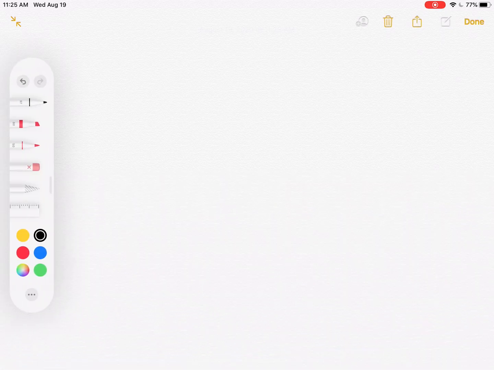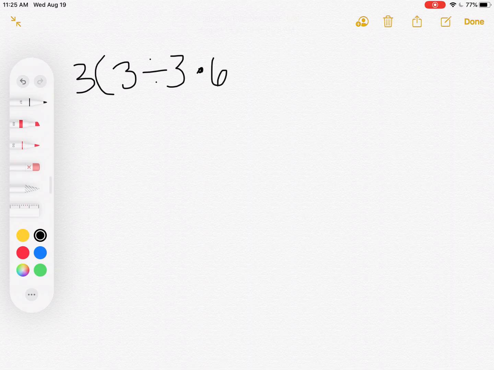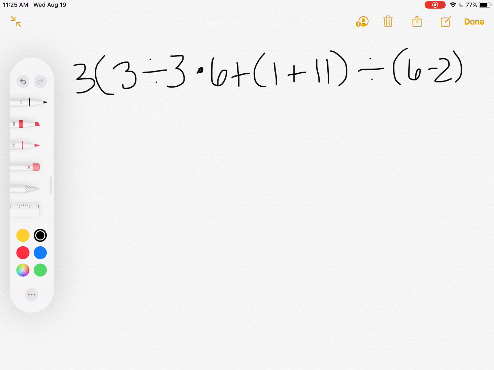Alrighty, and last but not least, let's go to our last problem. I got rid of our little reminder there at the top, but I think we're pretty good to go here. This one is also going to have parentheses inside of parentheses, by the way. Okay, so we have a lot going on here.